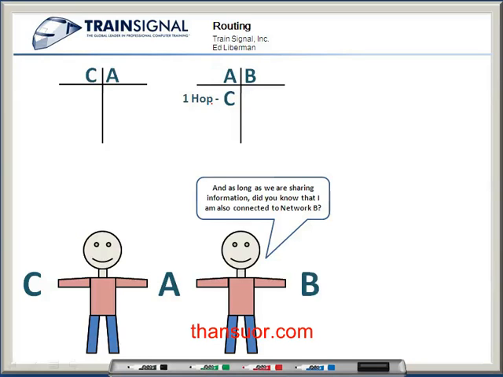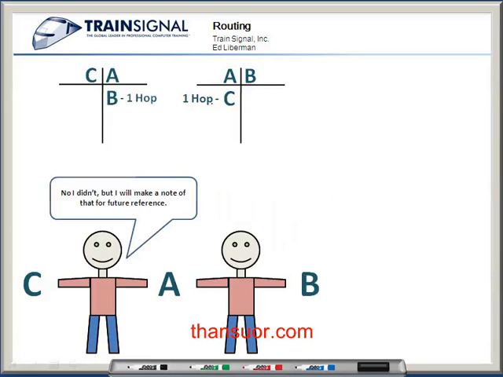Hey, as long as we're sharing information, did you know that I'm also connected to network B? No, I didn't, but I'll make note of that for future reference. Okay, and then as you can see, this other router has gone ahead and made an entry that says anybody looking for network B is going to go to a router that's connected to network A, which I'm also connected to, and again, it'll be one hop.